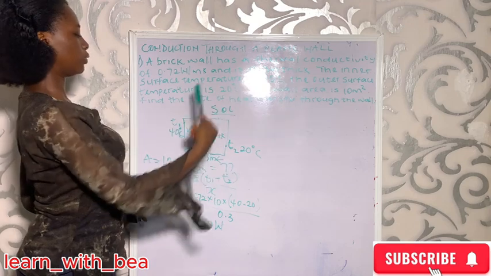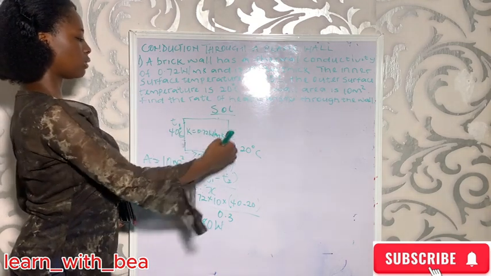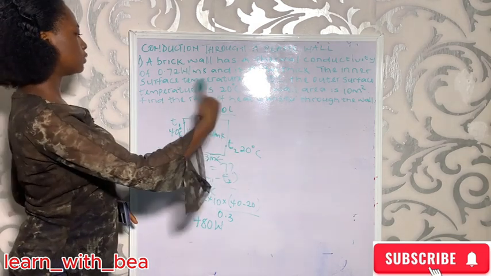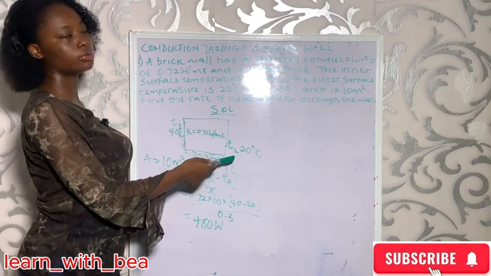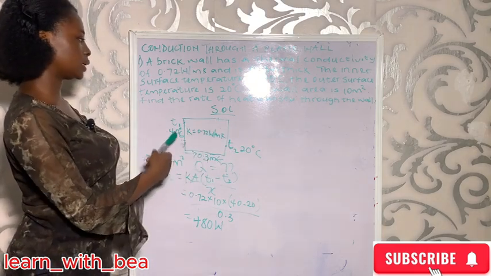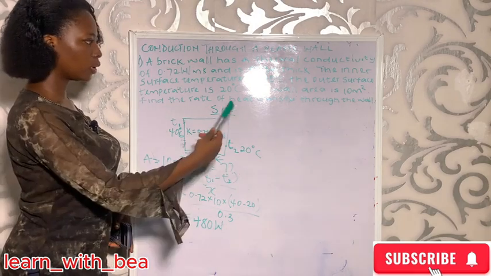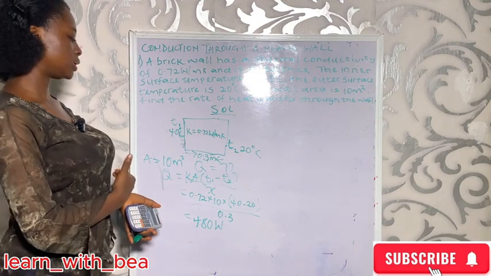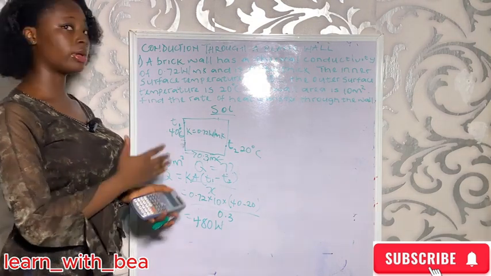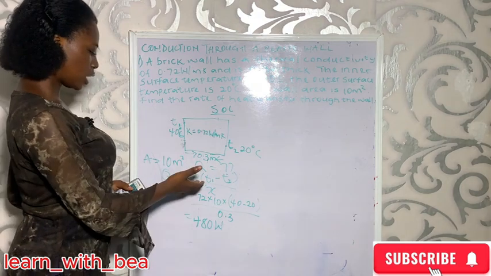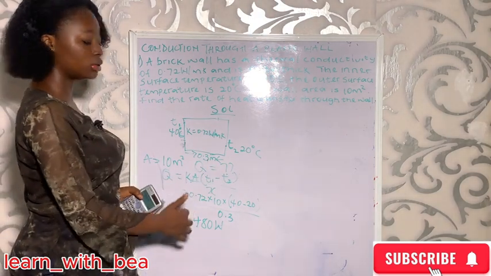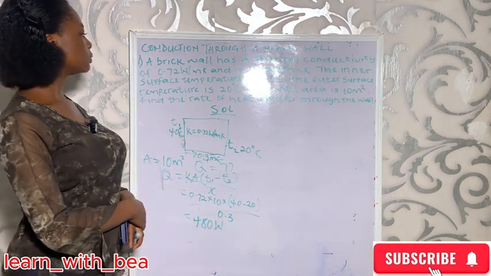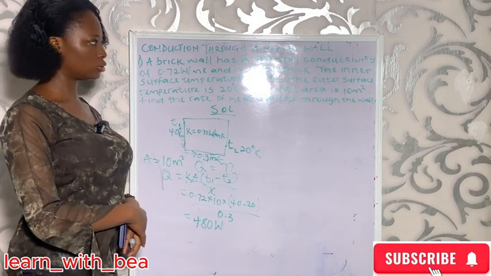A brick wall has the thermal conductivity of K. So we assume this is our wall. Then it is 0.3 meter thick, the thickness of the wall. The inner surface temperature is 40 and the outer surface temperature is 20. The wall area is 10 meters square. Find the rate of heat transfer, which is Q. And from the previous formula, we know that our Q is K A (T1 minus T2) divided by X for a plane wall. We have all of these parameters, so all we need to do is input them and get what our Q is. So let's move to our next question.